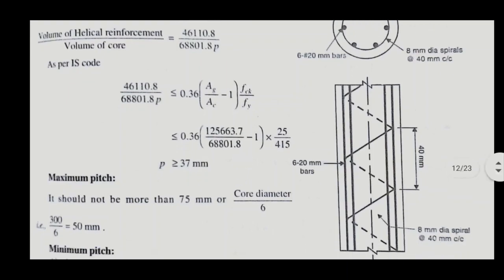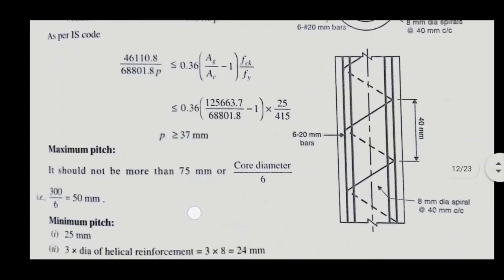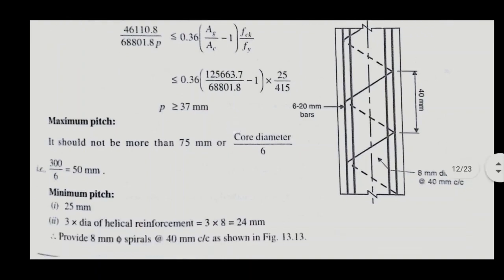Now the maximum pitch should not be more than 75 mm or core diameter by 6, that is 50 mm. So it should not be more than 50 mm maximum pitch, and minimum pitch is 25 mm or 3 into diameter of helical reinforcement, that is 3 into 8 is 24 mm. So it should be between 24 mm and 50 mm. So we can take it as 40 mm. Therefore provide 8 mm dia spirals at 40 mm center to center as shown in figure.